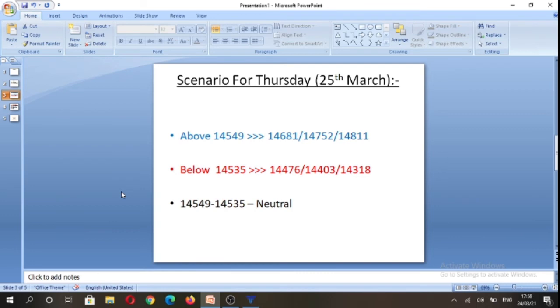Based on the daily time frame, we get the following scenario for tomorrow. Above 14,549, we can trade towards 14,681, 14,752, and potentially 14,811 levels. And below 14,535, we can trade towards 14,476, 14,403, and potentially 14,318 levels.